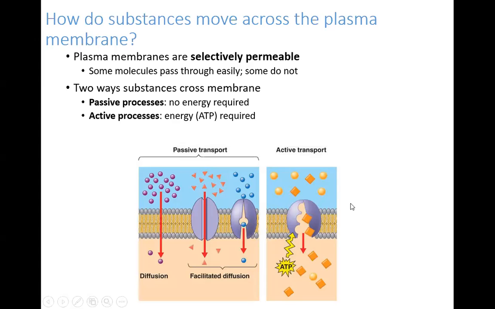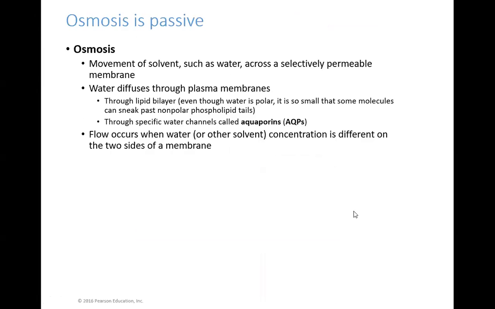Now, everything up to this point and what we're going to continue talking about is passive, no energy involved. But there are times when we want to get substances across the membrane, and that requires active transport. We prefer passive transport. We like things that don't cost anything. We don't like to spend money to do things if we can avoid it. We like things free, and cells are no different. Cells like passive processes. Diffusion and facilitated diffusion are passive processes, and we like that.